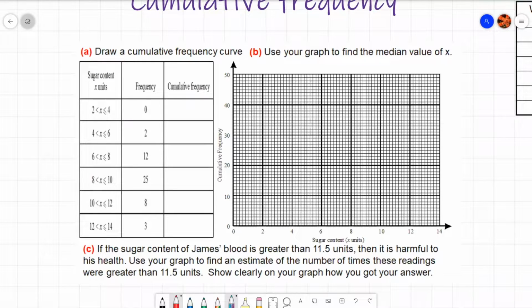So we need to draw the table. Sometimes you are given the table here that says cumulative frequency and the blank spaces for you to work it out. Sometimes you aren't, so that's not a trick question. You've got to draw that little bit on at the end of the graph.